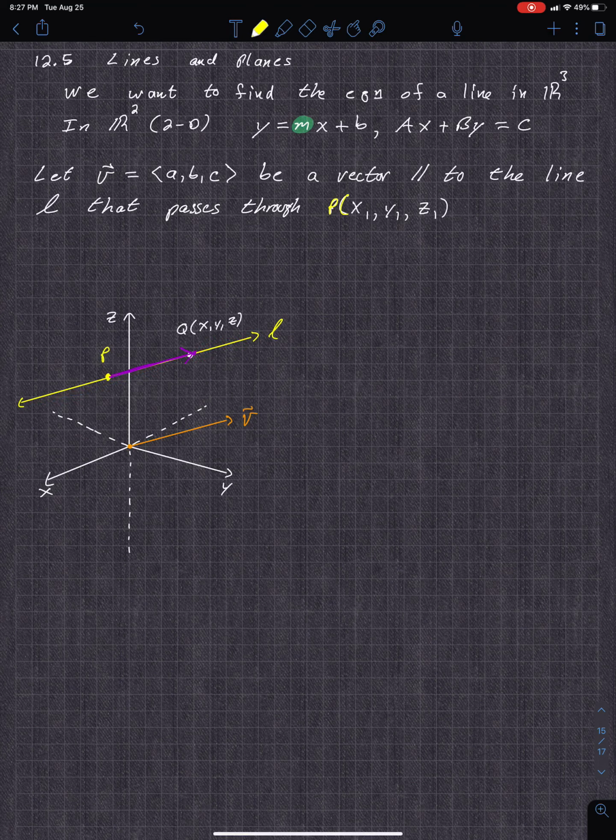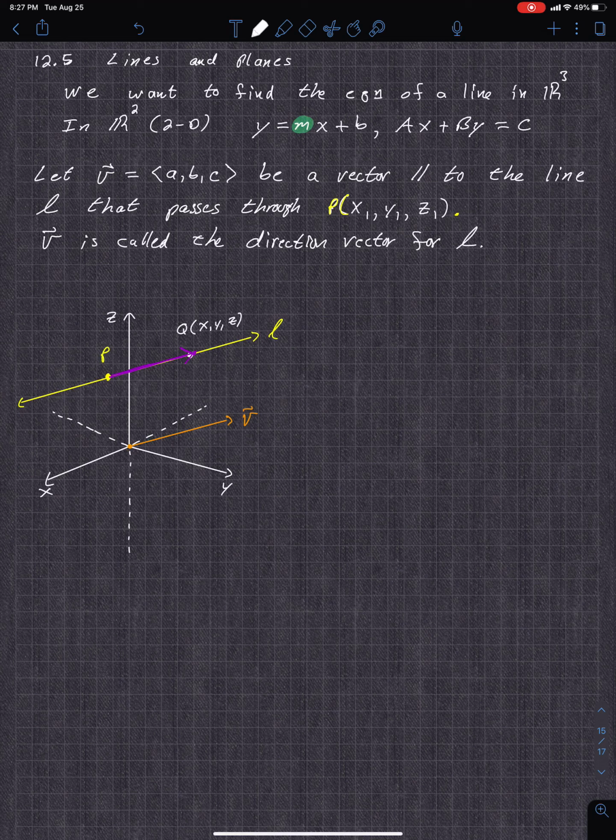Okay. So let me finish my statement here. So v is called the direction vector for the line L, or just for L. So then this is how we're going to define it.